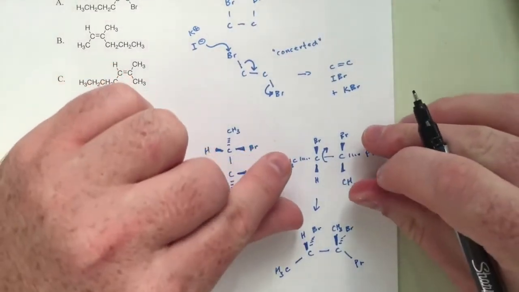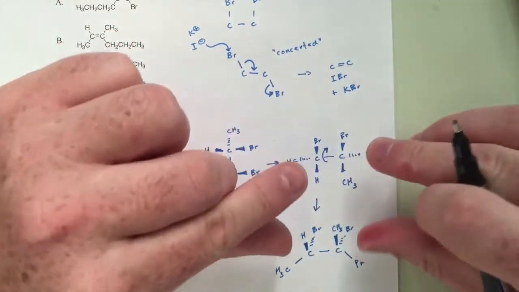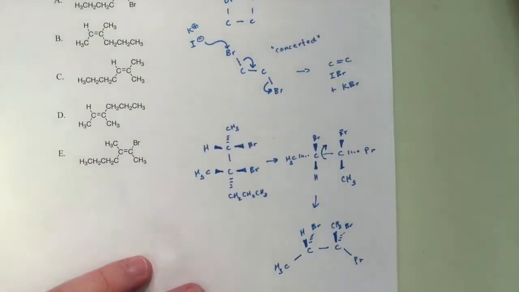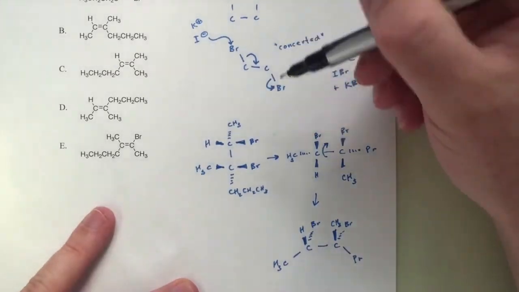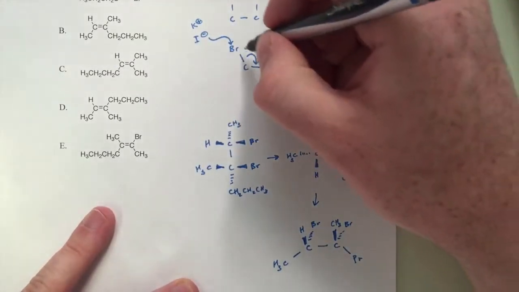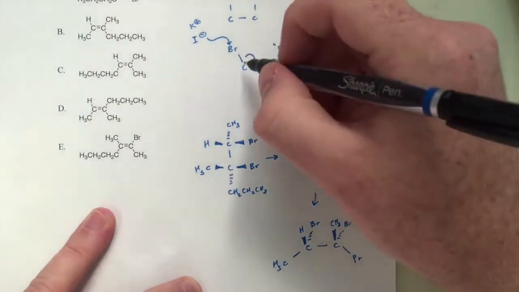So basically I just took this compound and flipped it over, just like 90 degrees, like that. Just rolled it over on its side, and I get this compound. Okay, so now I want to get my two bromines in the anti-periplanar position, just like it was here. As you can see, bromine, carbon, carbon, bromine, anti from each other.